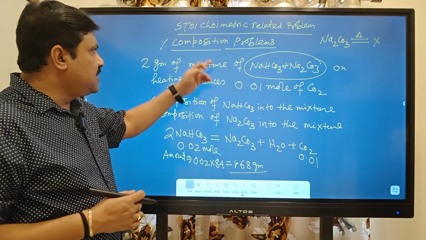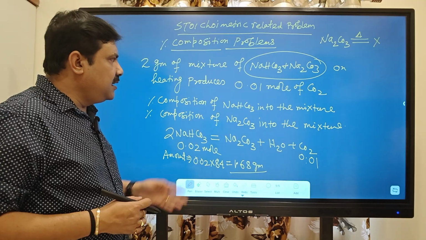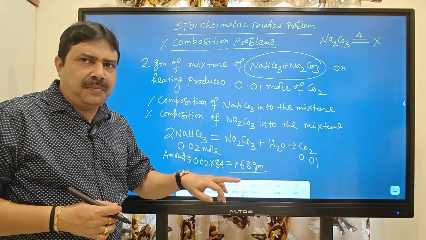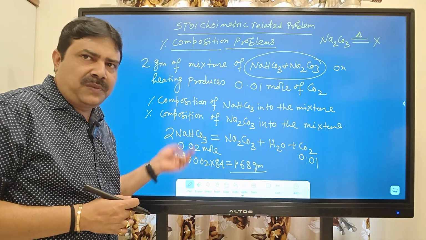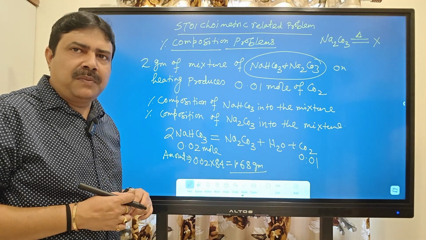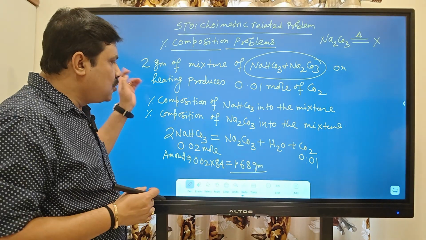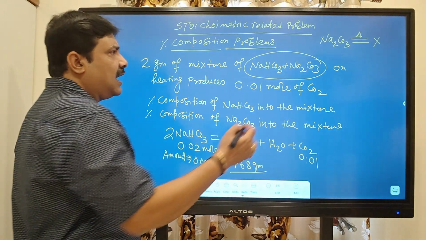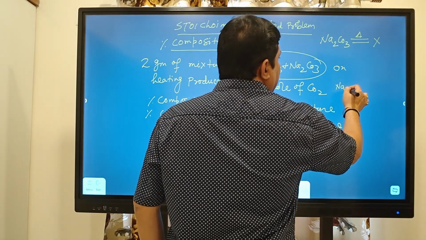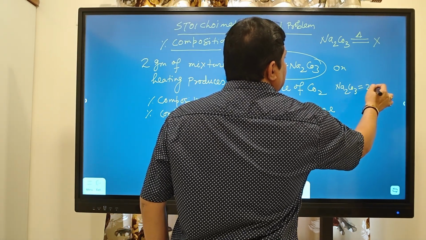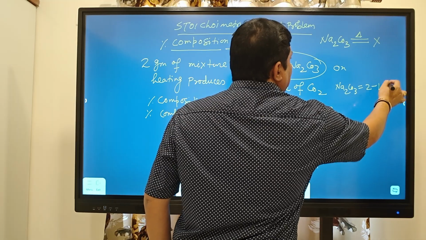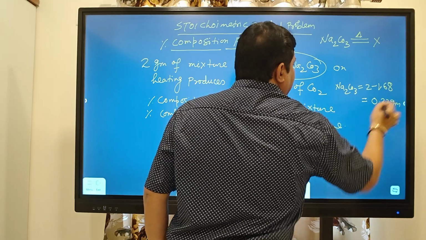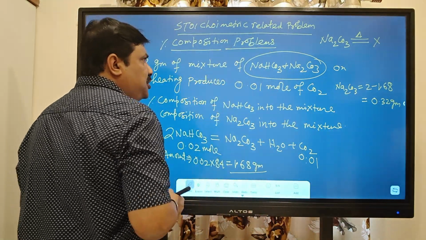Now the total mixture was 2 gram, and from the moles of CO2, by writing the balanced chemical equation, I got the moles of sodium bicarbonate. From there I got the amount of sodium bicarbonate in the mixture. Out of 2 gram, sodium bicarbonate was 1.68 gram. So then how much sodium carbonate will there be? 2 minus 1.68, which is nothing but 0.32 gram.